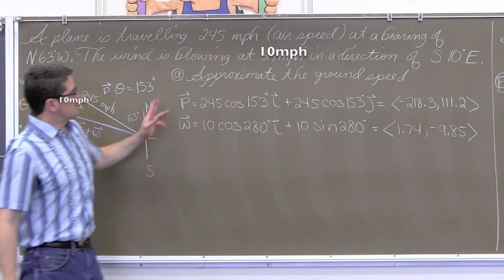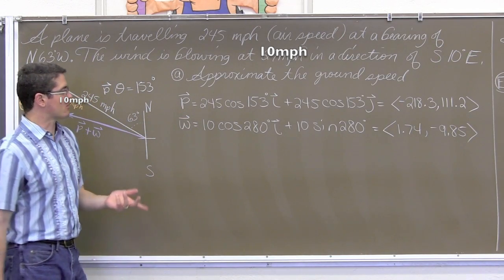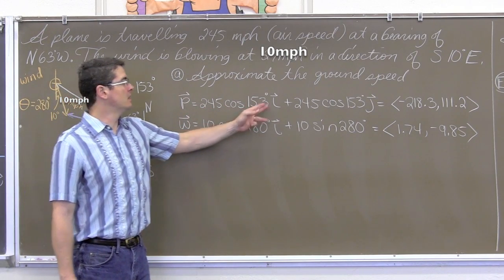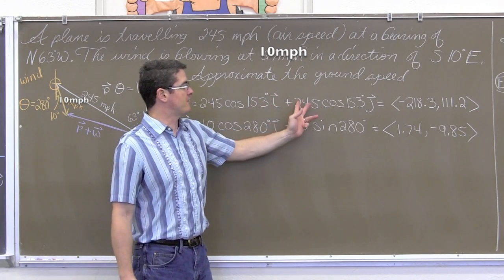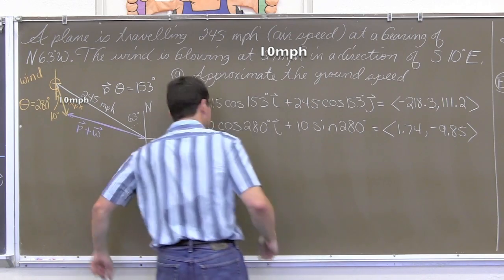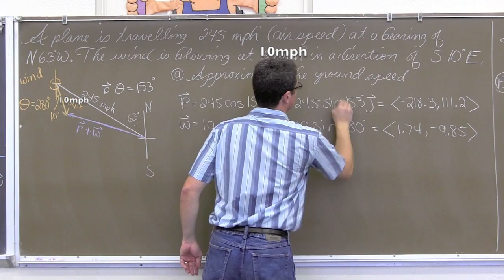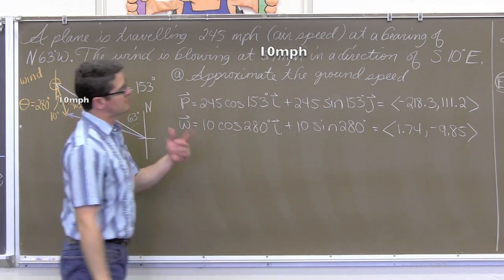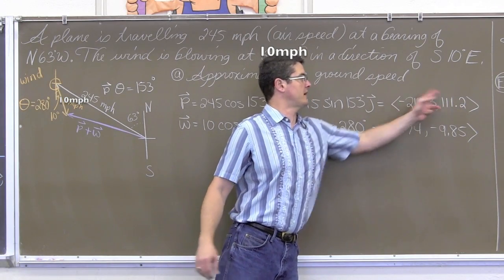So to go from our magnitude and direction into our horizontal and vertical components, again it's the magnitude of the vector times the cosine of its angle times vector i, the horizontal component, plus 245, the magnitude of the vector, times the sine of the angle, and we get the horizontal and vertical components of -218.3 and 111.2. I'm using my shorthand notation here.